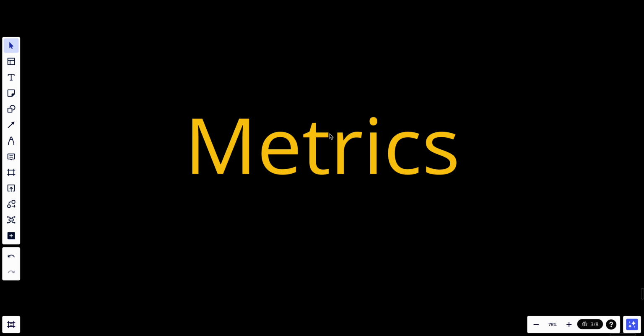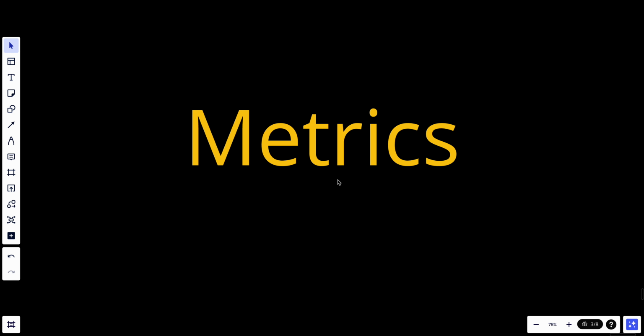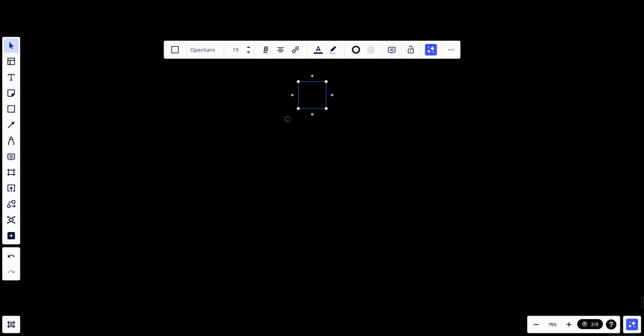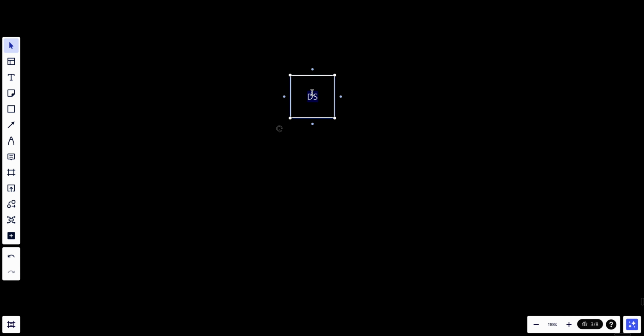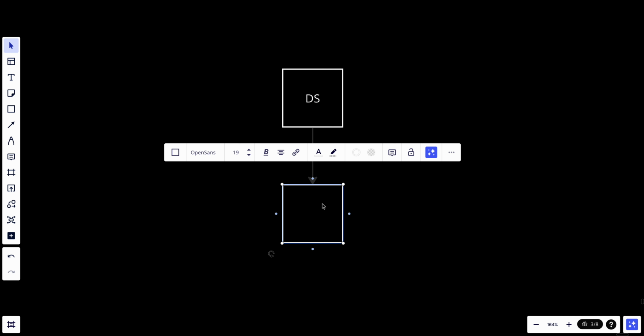Okay, so why do we need this? What do we get from this? So let's assume that we have a distributed system. Let's call it DS, short for distributed system. And this distributed system is connected with metrics.